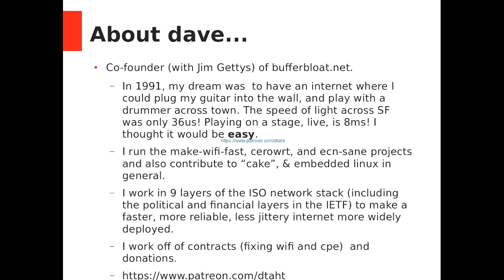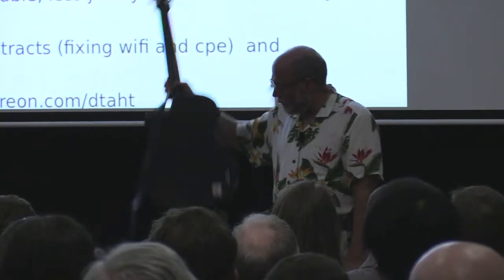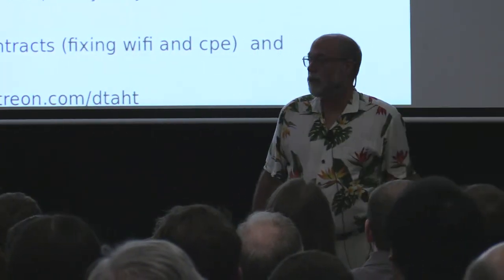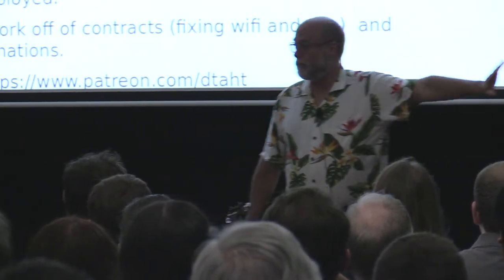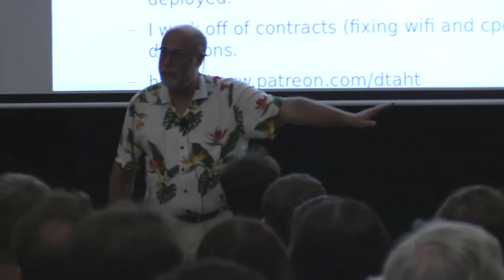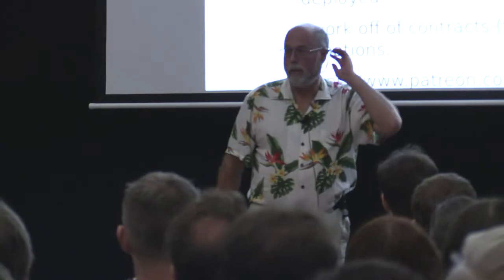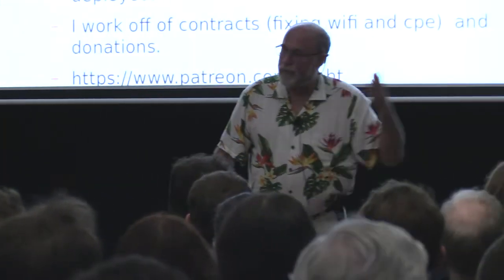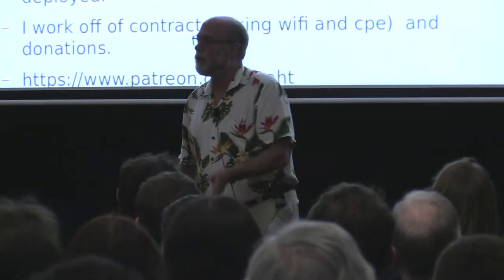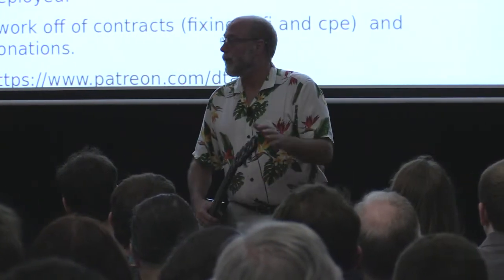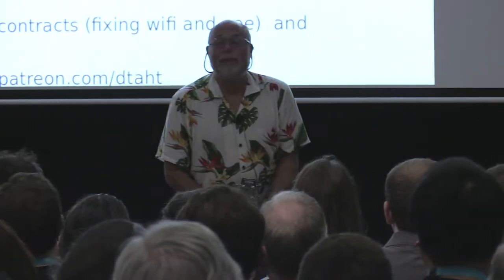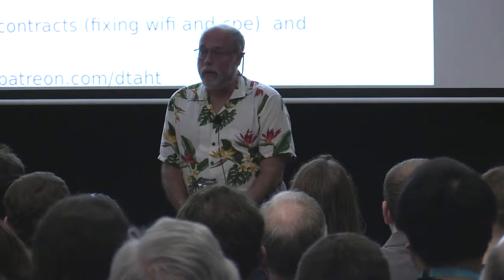And my dream, starting in 1991, all I wanted to do, my drummer would never show up to gigs. And all I wanted to do was plug my guitar into the wall and play with him across town. And the speed of light across town was 36 microseconds. And we played in a band together. I couldn't be that close to him. I had to be at least 5 milliseconds, maybe 10 milliseconds away. I like to hang with a bass player. The drummer was just too loud for me. So the speed of sound in air was so much slower than the speed of light that I could just plug this in, and I'd be playing with a drummer across town. And this was in 1991, and I thought this facility would exist by 1998 at the latest. And boy, was I wrong.